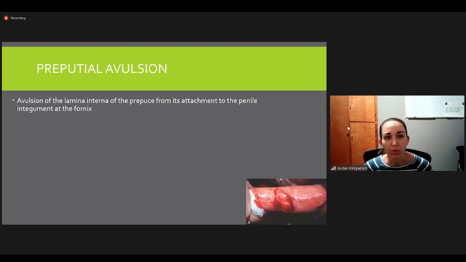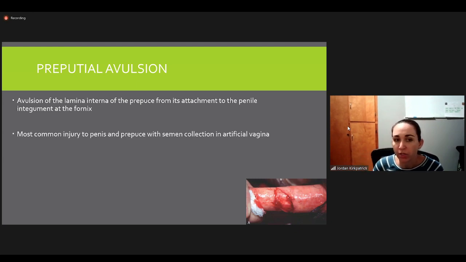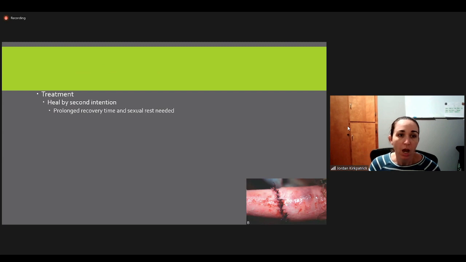Another condition is preputial avulsion. It's the avulsion of the lamina interna of the prepuce from its attachment. This is the most common injury to the penis and prepuce when semen is collected in an artificial vagina, and they don't exactly know why, but assuming just the damage and friction from the artificial vagina and the penis. There's two treatment options. One, you can let it heal by second intention, just sexually rest them and let it heal slowly over time. But it does take a long time to heal.